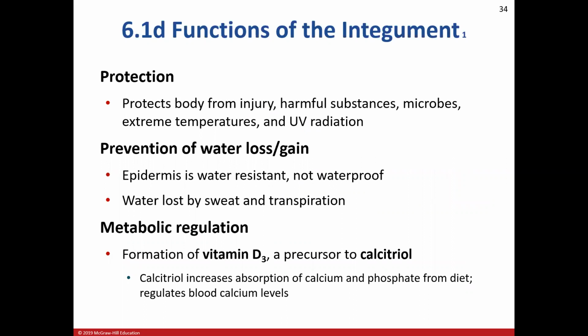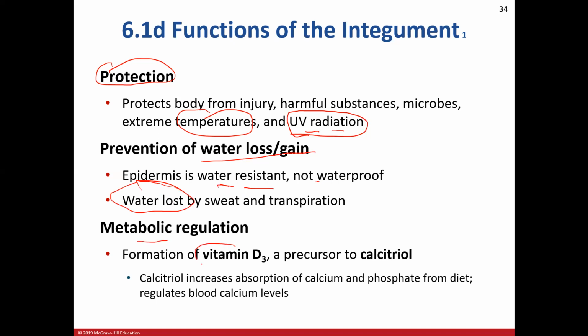So again, the functions of the integument, it makes sense, right? Protection for sure, keeping the temperature homeostatic, protecting from mutations from UV radiation toward DNA, keeping yourself hydrated and avoiding dehydration. Water resistant, not waterproof, and keratin has a lot to do with that. Water loss, temperature control, and metabolic function are really important because you're making vitamin D3, which is a precursor to a hormone that helps you absorb your dietary calcium and some phosphate. Calcium ions are really important for blood calcium, bones, blood clotting, nerve conduction, and muscle contraction.